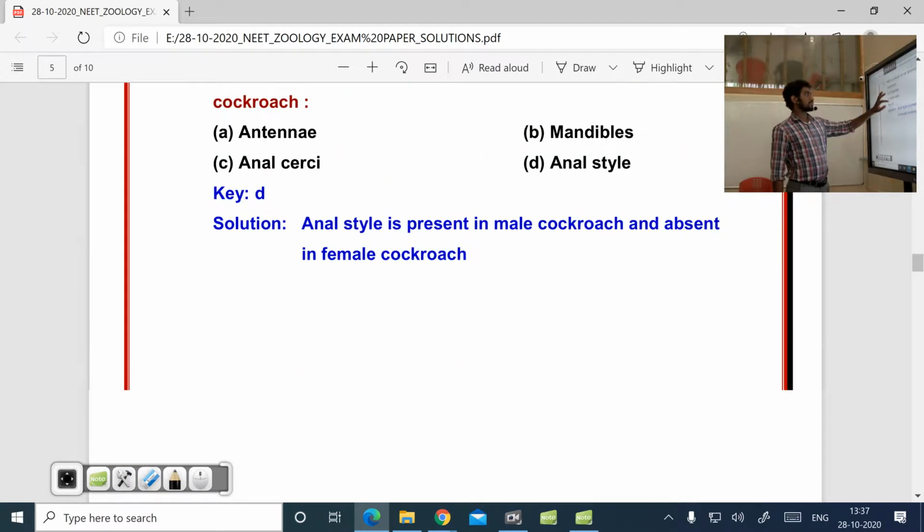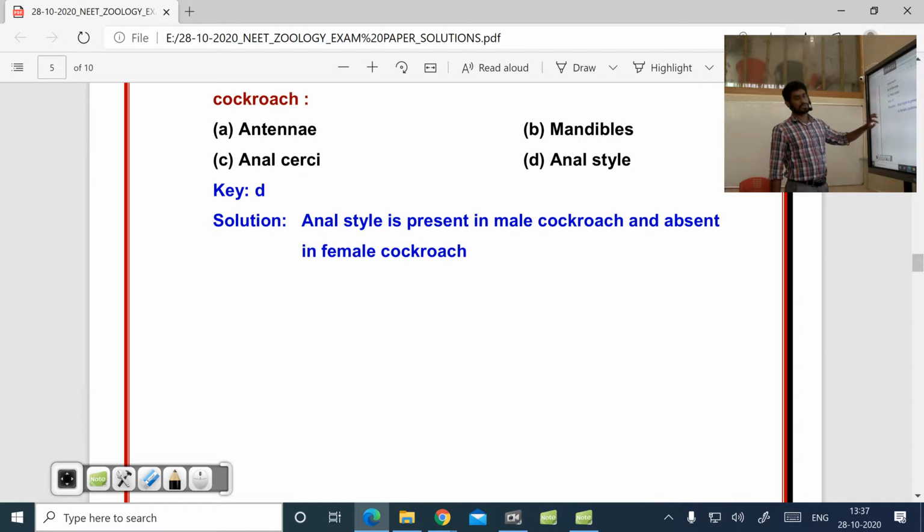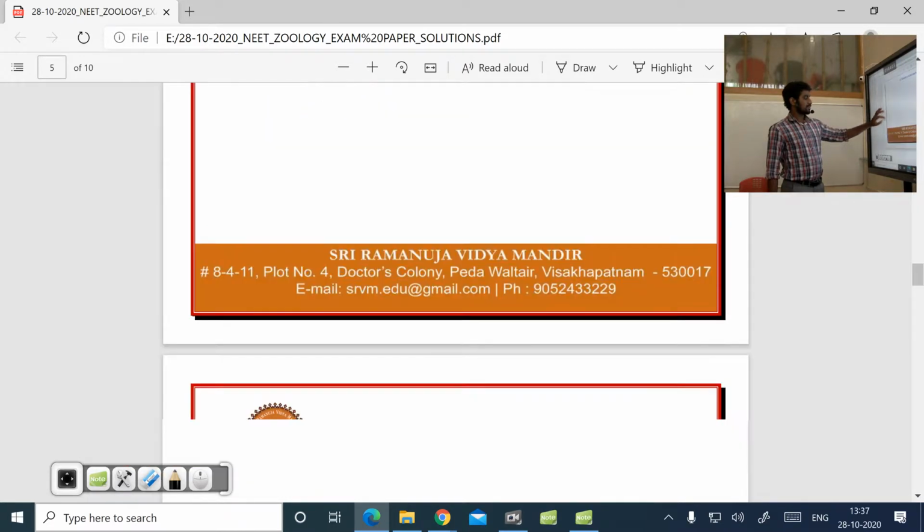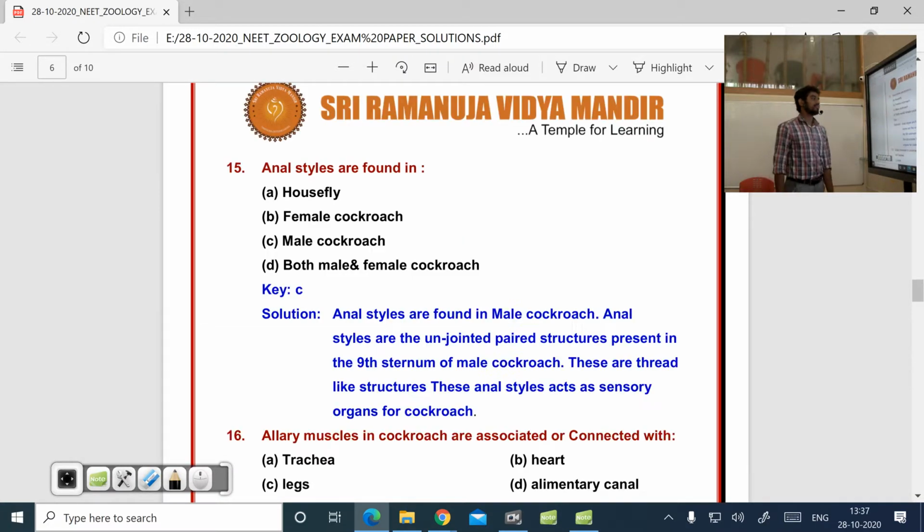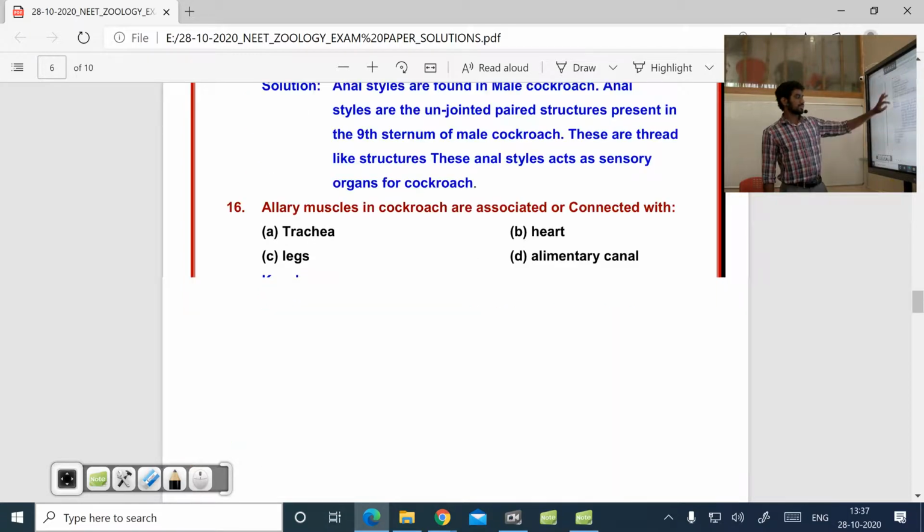So antenna is present, mandibles is present, anal cerci is present, right? Next. The other question is the 15th one. Anal styles are found in male cockroach only. This we have already seen, no? So this is a similar question to this one.